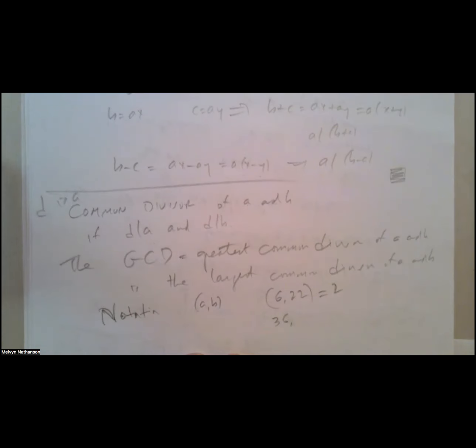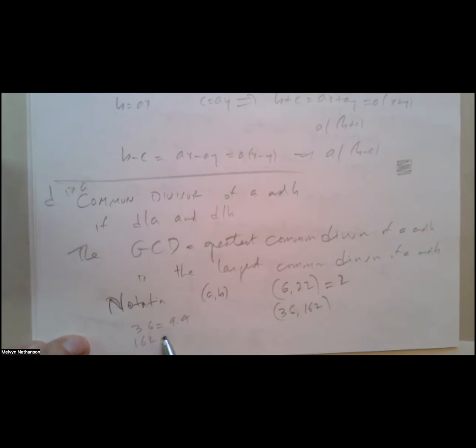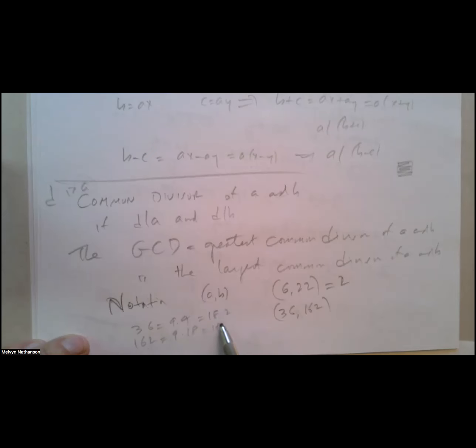You take 36 and 162. Let's see, 2 divides both of those numbers, 3 divides both of those numbers, 9 divides both of those numbers, I think, yeah. 36 is 9 times 4, and 162 is 9 times 18. So 9 is a common divisor, but it's not the greatest. 9 times 4, I could write that as 18 times 2. And this is also 18 times 9. So 18 is also a common divisor. And in fact, it's the biggest one. So the greatest common divisor of 36 and 162 is 18.